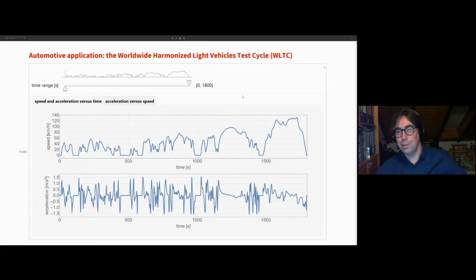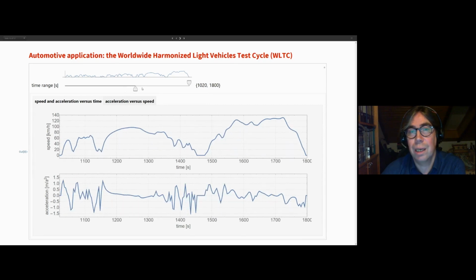Let's briefly look at one automotive application, at least, after all this theory. This is the world-harmonized light vehicles test cycle for fuel consumption tests, etc. That's given as a list of velocities. But if you actually want to drive it, you want the list of accelerations and decelerations. And this is a spline fit to the data.